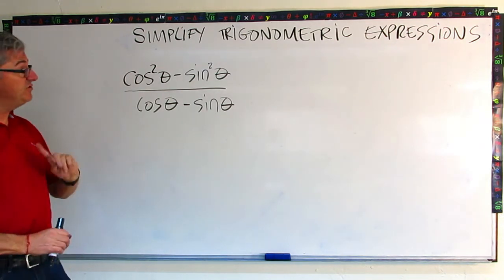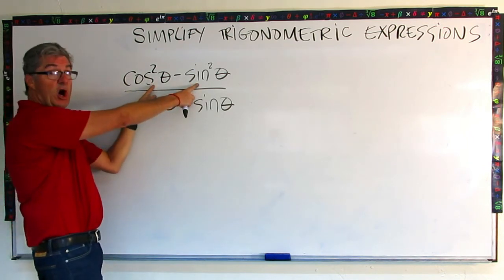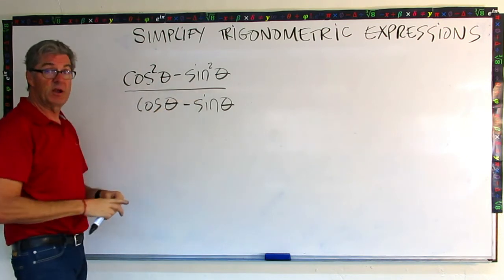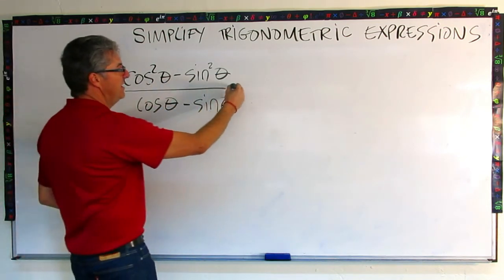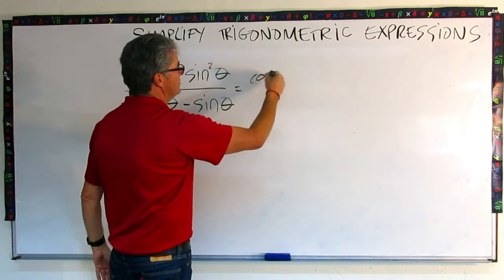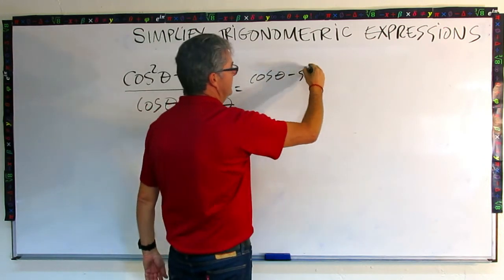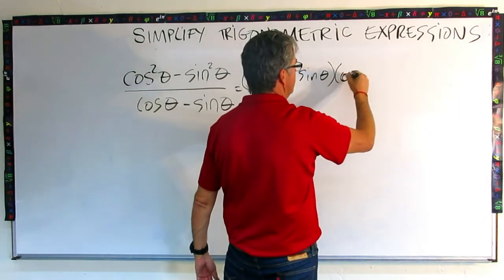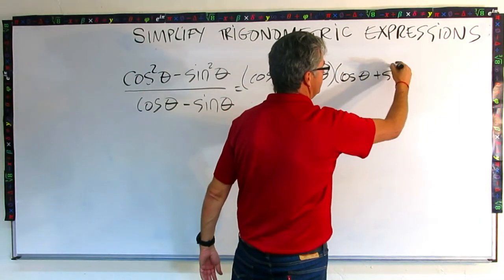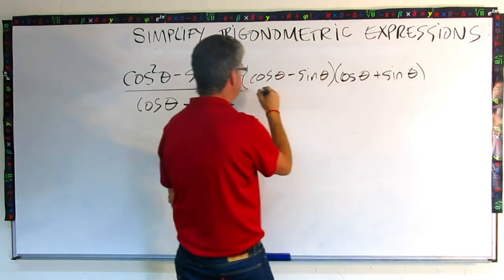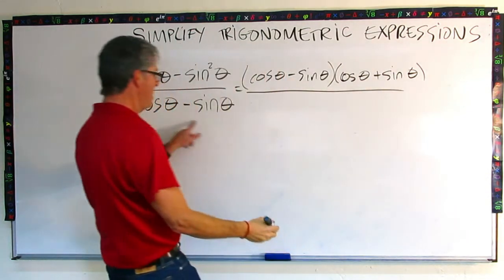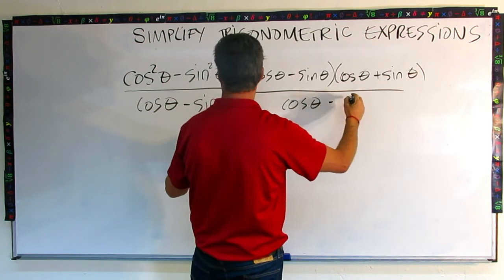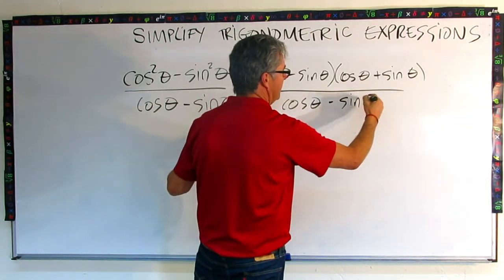Okay, if you noticed that this here is also a difference of squares, it's one thing squared minus a second thing squared, then you can factor the top as follows. Cosine theta minus sine theta times cosine theta plus sine theta. So that's the top factored. There's really nothing we can do to simplify that, so let's just bring it on down. Cosine theta minus sine theta.